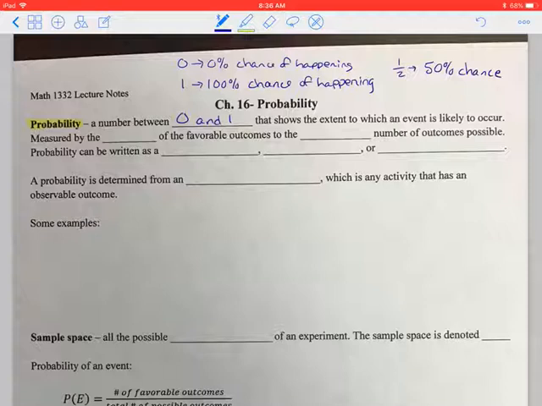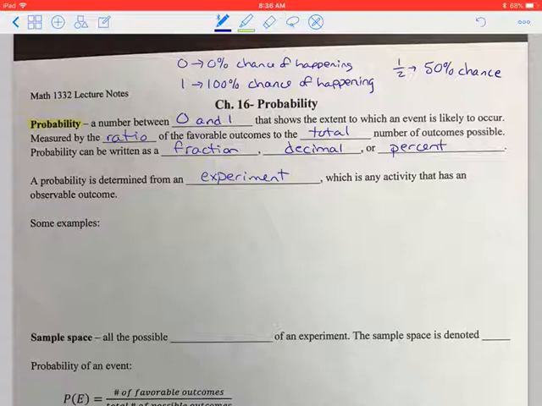We're going to find this by measuring the ratio of the favorable outcomes to the total number of outcomes possible. As we mentioned, it can be written as a fraction, a decimal, in which case it'd be between 0 and 1, or if we write it as a percent, it would be between 0 and 100%. We're going to look at probability determined from an experiment, which is an activity that has an observable outcome.